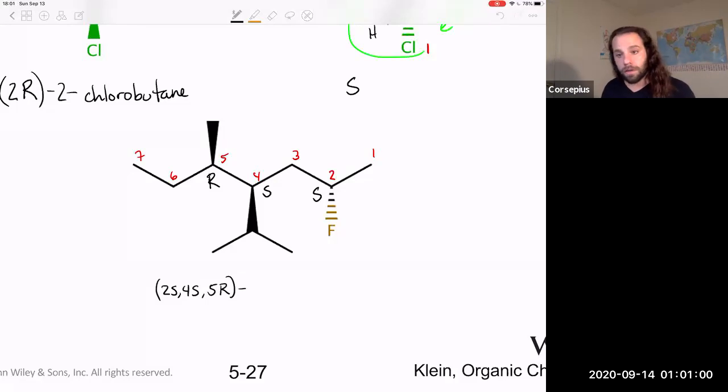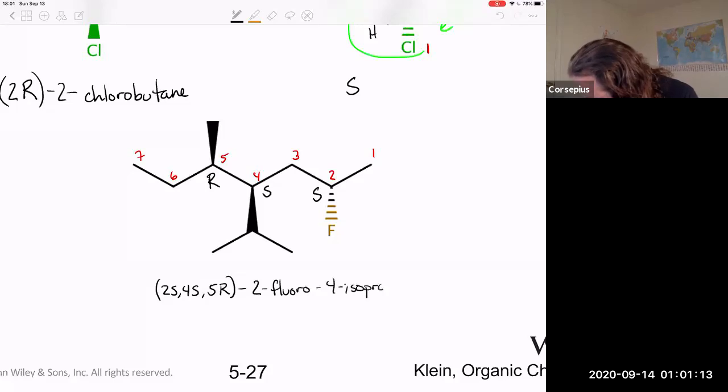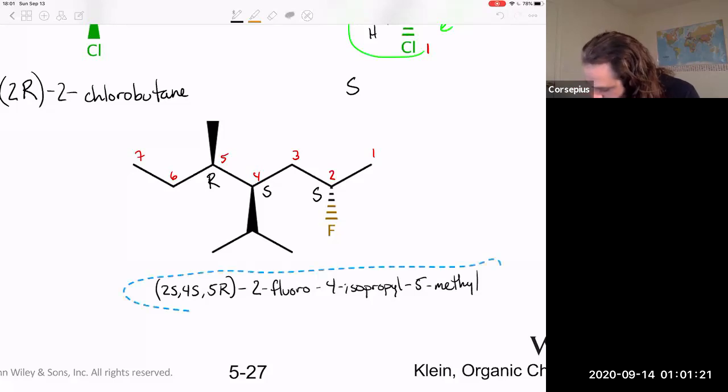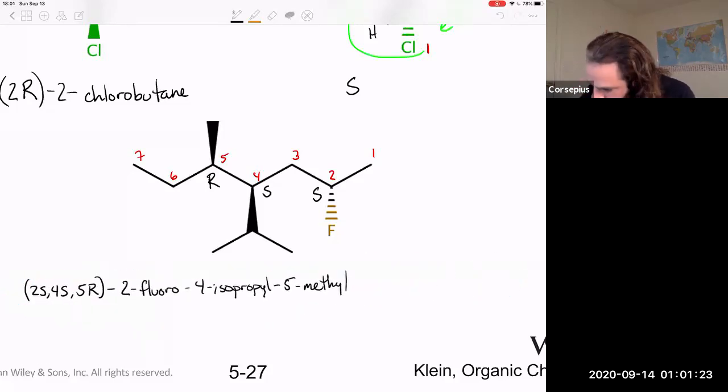And then we're going to list our groups in alphabetical order. This would be 2-fluoro, 4-isopropyl, 5-methyl, heptane.